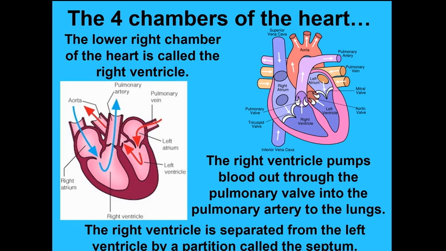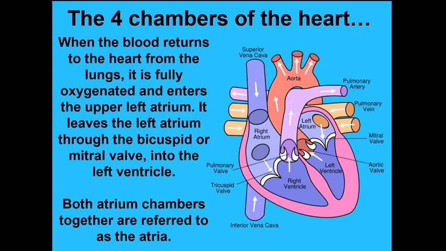The right ventricle pumps blood out through the pulmonary valve into the pulmonary artery to the lungs. The right ventricle is separated from the left ventricle by a partition called a septum. So when the blood returns to the heart from the lungs, it is fully oxygenated and enters the upper left atrium. It leaves the left atrium through the bicuspid or mitral valve into the left ventricle. Both atrium chambers together are referred to as the atria.